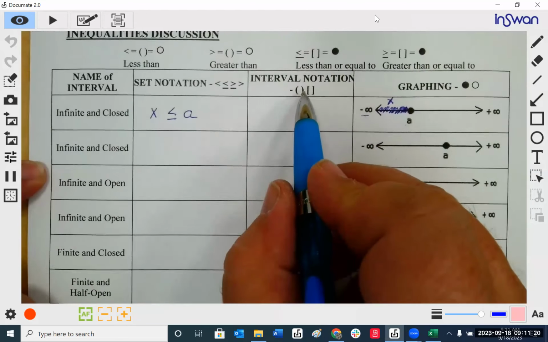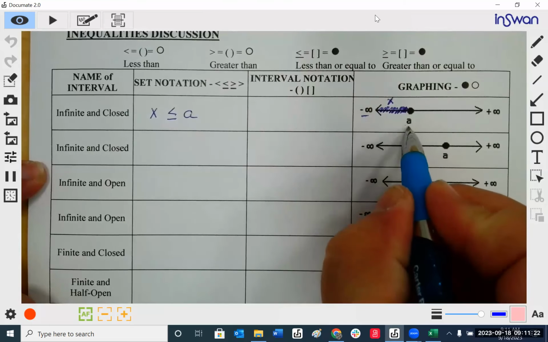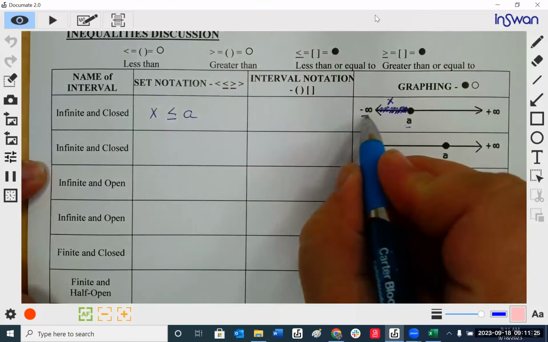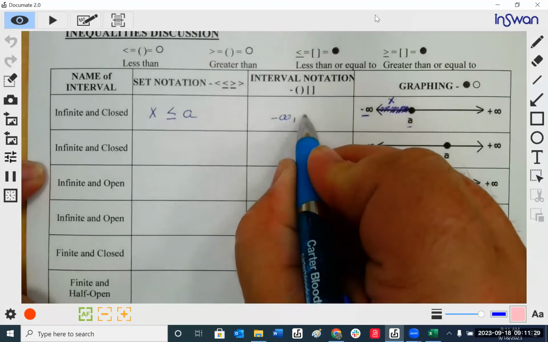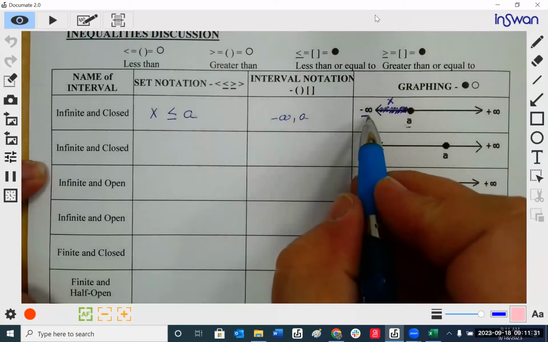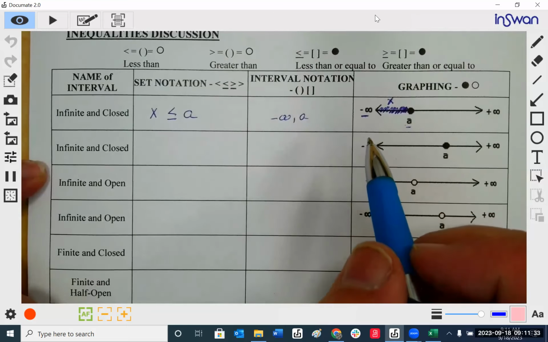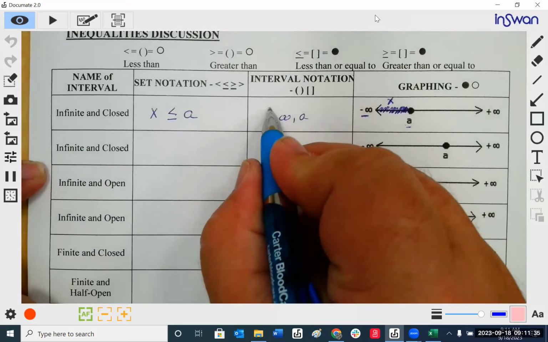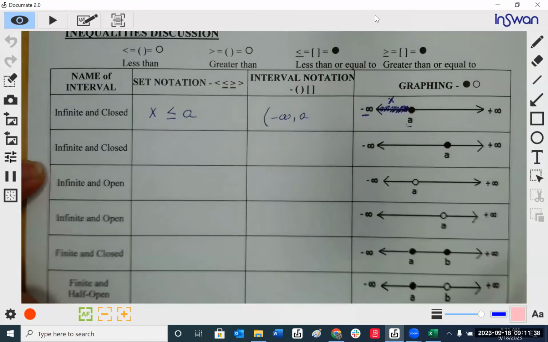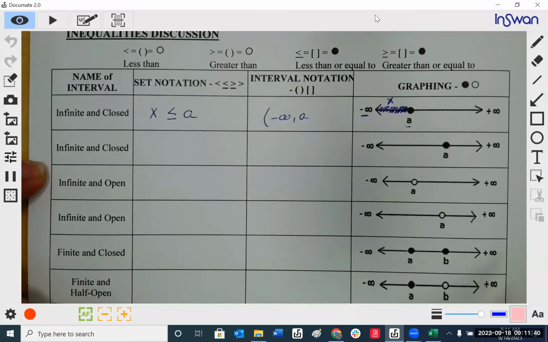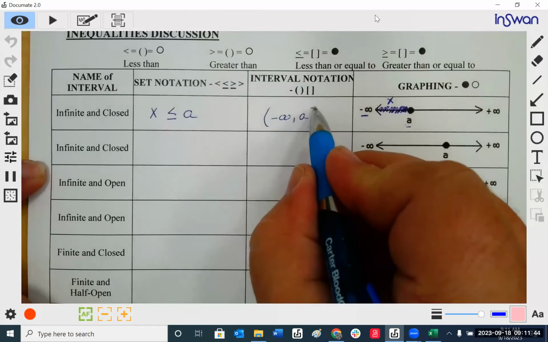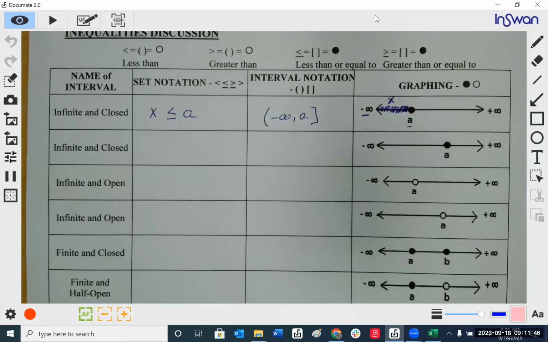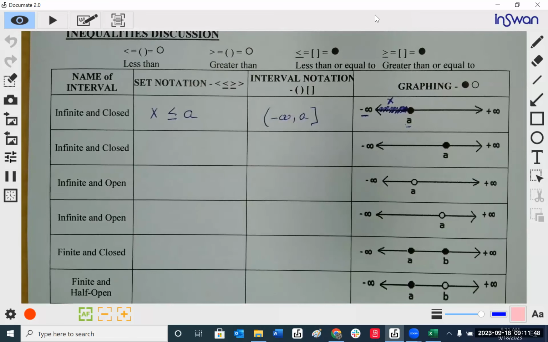For the interval notation, you only look at the endpoints. Our endpoint is negative infinity, that's the smallest, and it stops at a. Can you ever include infinity? No, we can never get to it. So infinity is always a parenthesis, because we can never get to it. And since a is a solid dot, we use a bracket. Those all three mean the same.